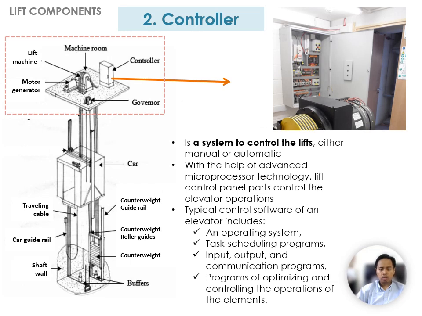Second, the controller, or known as control panel. The control panel is installed normally at or inside the motor room. It's a system to control the lift, either manual or automatic. With the help of advanced microprocessor technology, lift control panel parts control the elevator operations. Typical control software of an elevator includes an operating system, task scheduling programs, input, output, and communication programs, programs of optimizing and controlling the operations of the elements.